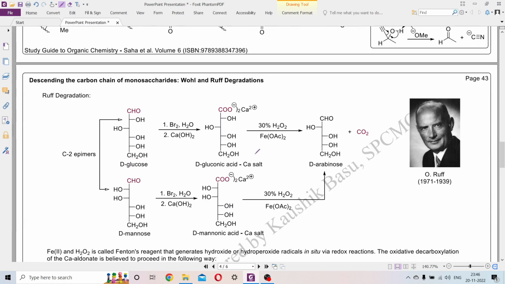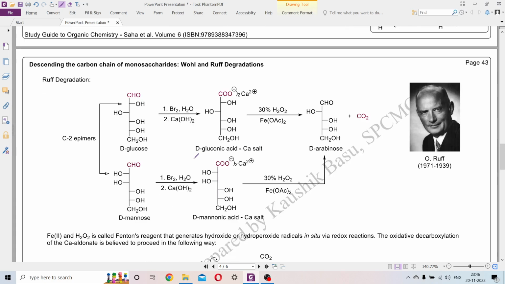Otto Ruff developed the other degradation process which came to be known as the Ruff degradation. Ruff degradation is converting the CHO into a carboxylate salt and then looking for a simple decarboxylation. So the philosophy is again the same. You lose the CHO and this C2 becomes the CHO in the product, and therefore the rest of the carbons' configurations are replicated in the product. So again, it is the C2 epimeric aldohexoses which will lead to the same aldopentose.